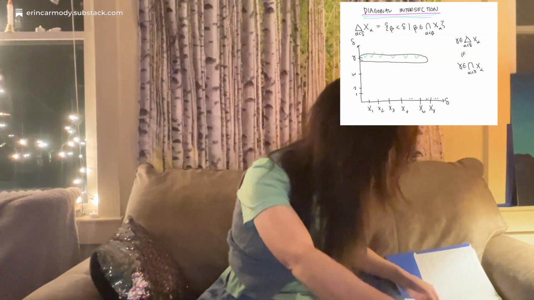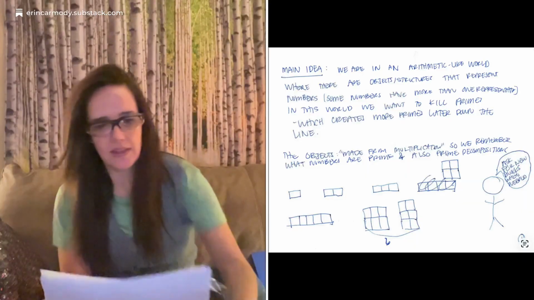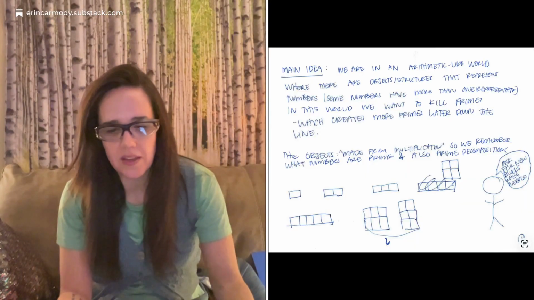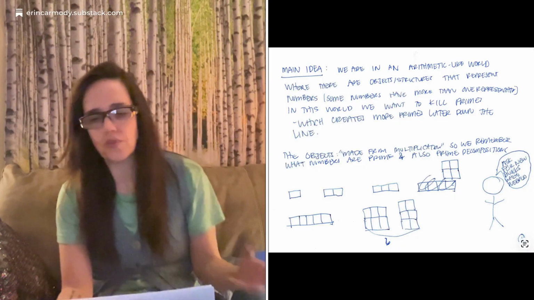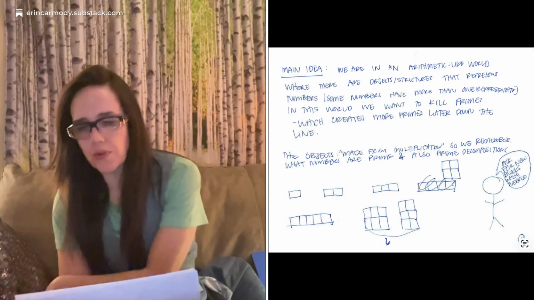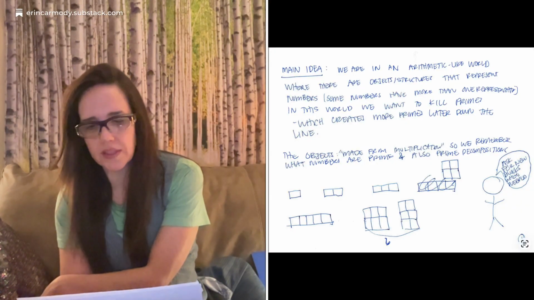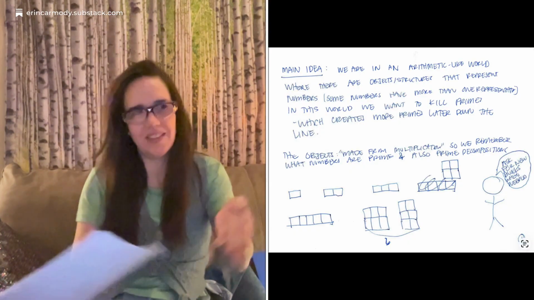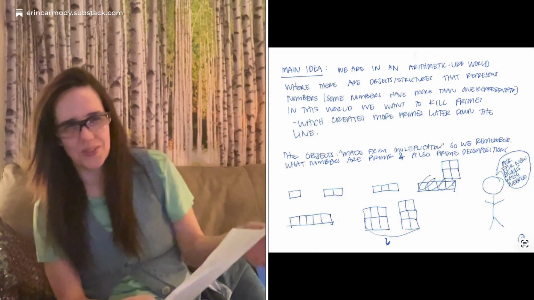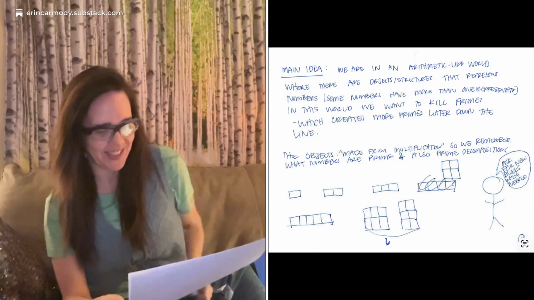Okay, so the other thing I want to talk about is something that I've just been thinking about for a while. I'm just going to go through it, and it's a very rough idea. I can put up the first slide of this part, because the main idea is, we're in an arithmetic-like world where there are objects, or you can call them structures, that represent numbers, and some numbers have more than one representation. In this world, we want to kill primes, which creates more primes later down the line. So it's kind of like my other research, which is killing large cardinals. This is a little lower down.